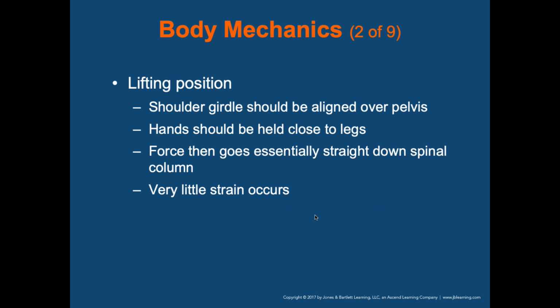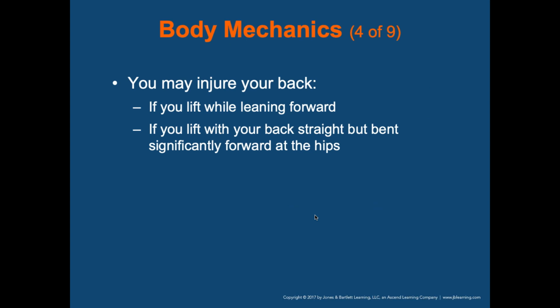Lifting position: the shoulder girdle should be aligned over the pelvis. Hands should be held close to the legs. This allows us not to bend over more, keeps us in line straight with our spine, and forces then go essentially straight down the spinal column. Very little strain occurs with this, as long as we're doing proper lifting that way. So this is the correct way to lift, as you can see. Everything's in line from the arms down to the legs. We're going to lift with our legs and our thigh muscles to lift up, keeping our shoulders intact. And this will allow for a better lift.